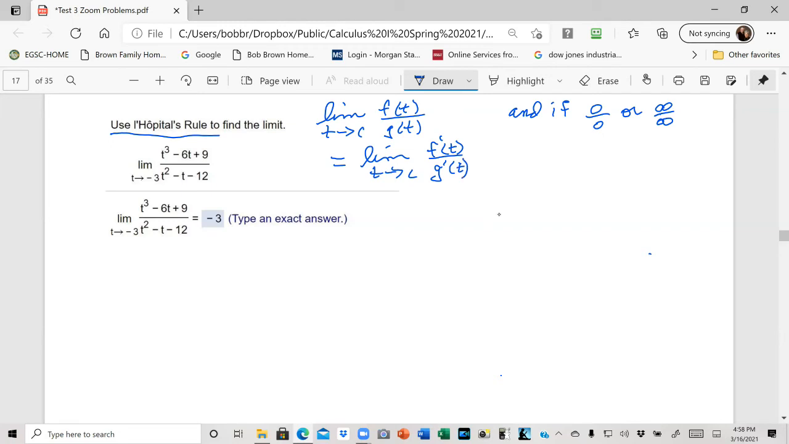Now here we have this function, and if you plug in minus 3, you'll see you'll get 0 over 0. I'll leave it to you to do that, but you definitely will. So you can use L'Hopital's rule. If that didn't happen, then you can't use L'Hopital's rule.